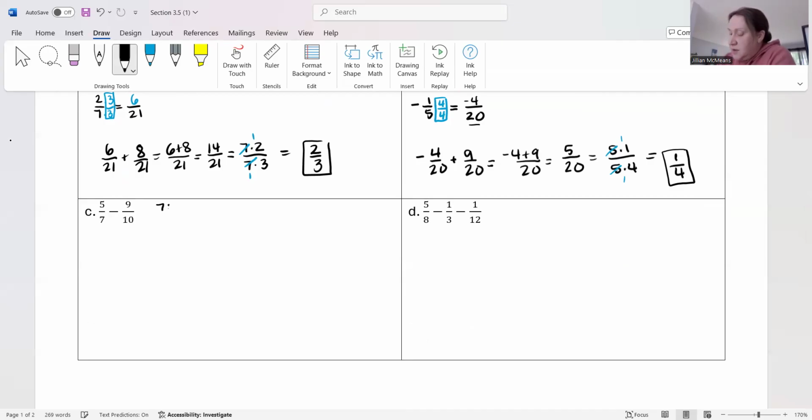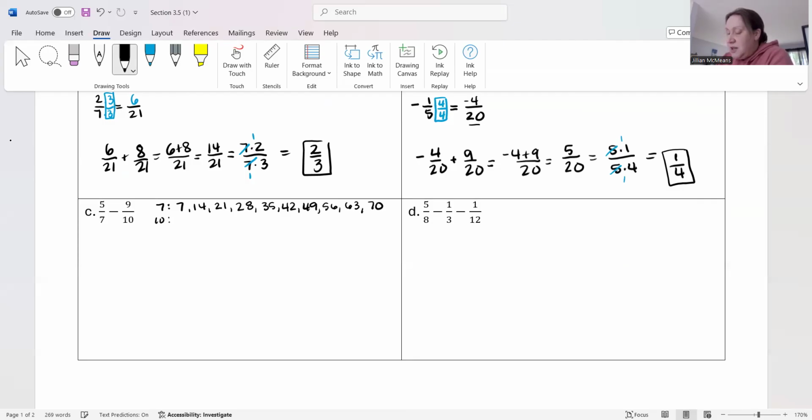So we have 7 times 1 is 7. 7 times 2 is 14. 7 times 3 is 21. 7 times 4 is 28. 7 times 5 is 35. 7 times 6 is 42. 7 times 7 is 49. 7 times 8 is 56. 7 times 9 is 63. 7 times 10 is 70. I'm going to stop there.